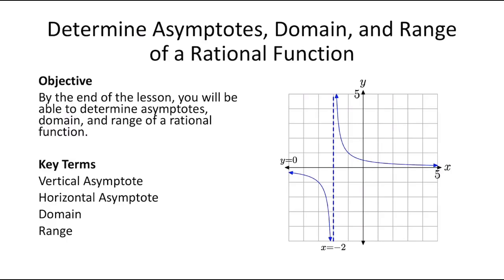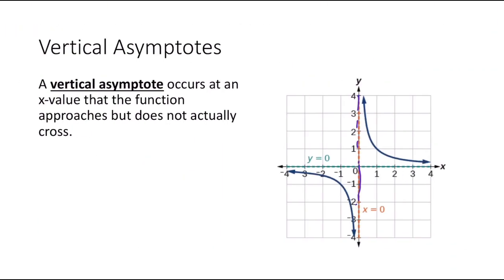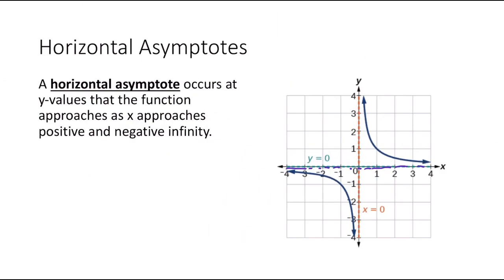So in this video, we're going to talk about how to determine asymptotes and domain and range of rational functions. A vertical asymptote will occur at an x value that the function approaches but does not actually cross. You can see in this example, it has a vertical asymptote at x equals 0. A horizontal asymptote will occur at y values that the function approaches as x approaches positive and negative infinity. You can see in this example that it has a horizontal asymptote at y equals 0.